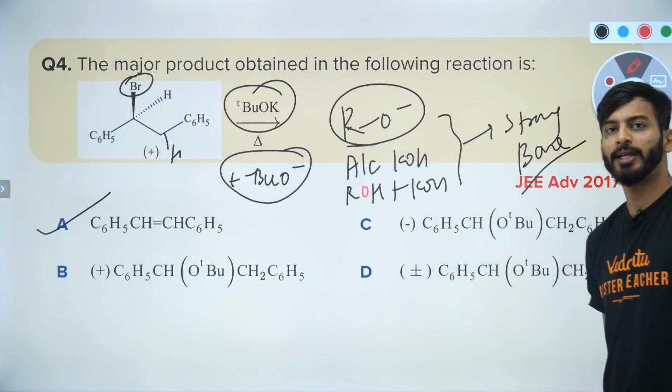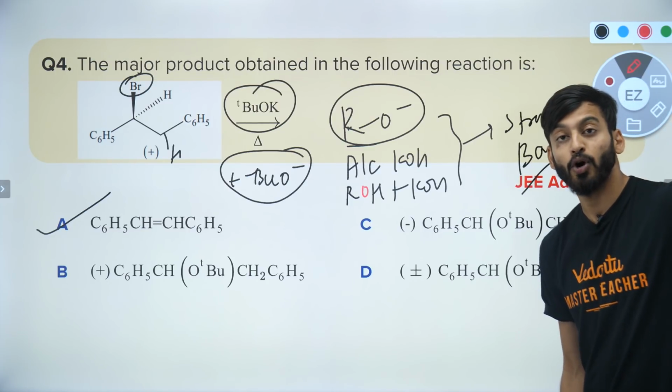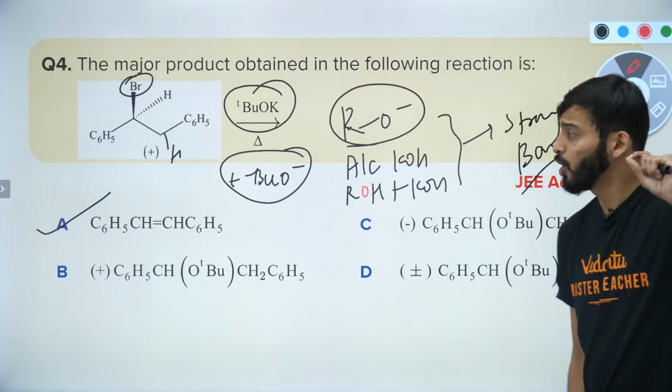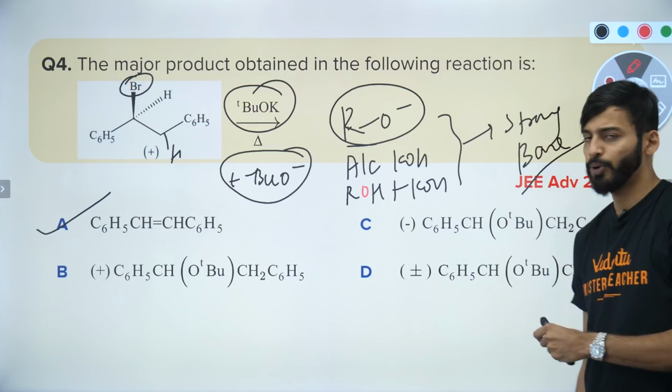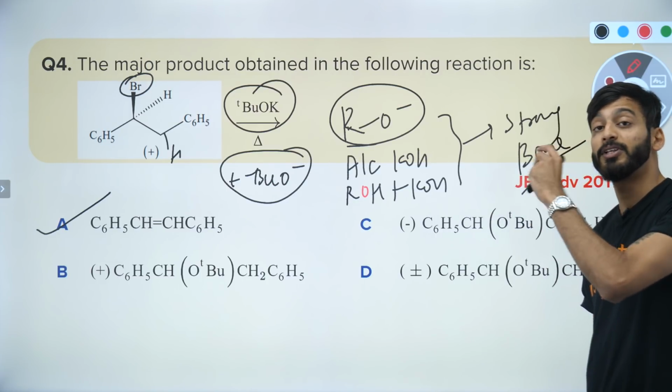सो बहुत इंपॉर्टेंट है, याद रख लीजिए. Whenever you say RO minus, whenever you say alcoholic KOH or alcoholic NaOH, or if you say ROH plus KOH, बात एक ही है. These are very, very strong nucleophiles.